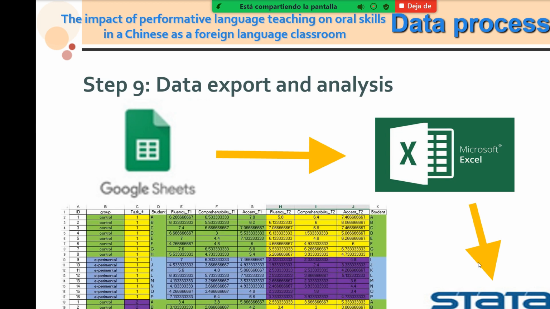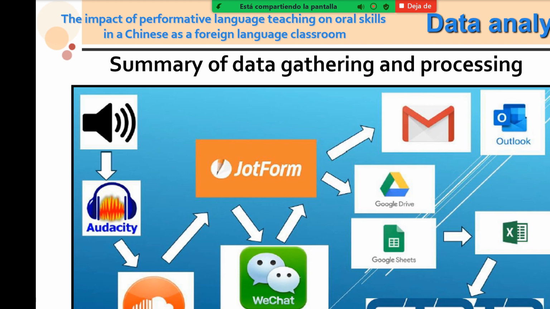and then they rate, they put the grading. Then we have a lot of data coming from these raters. So we have to order it and process it first with Google Sheets, then we transfer to Microsoft Excel, and then with a statistical software called Stata. With this statistical software, we want to analyze what's the variation and what's the changes in both groups using the data that we get from the Chinese native speakers. So this is a summary of all the process.